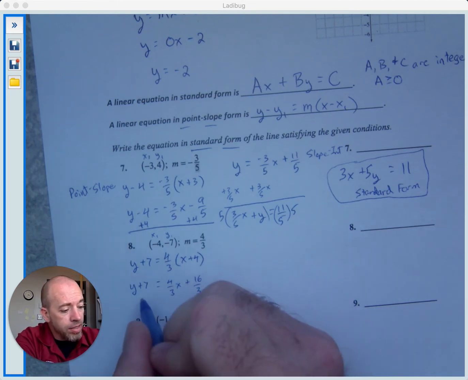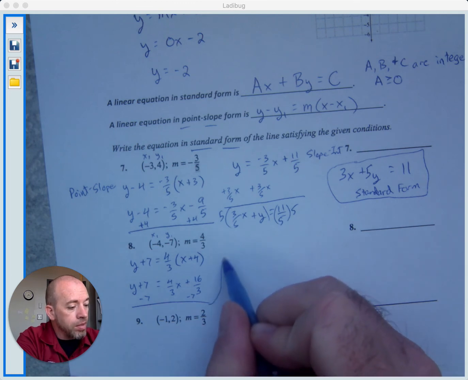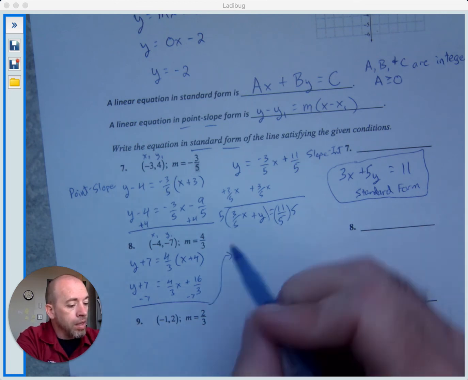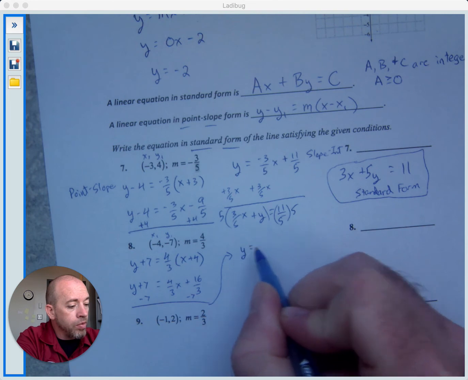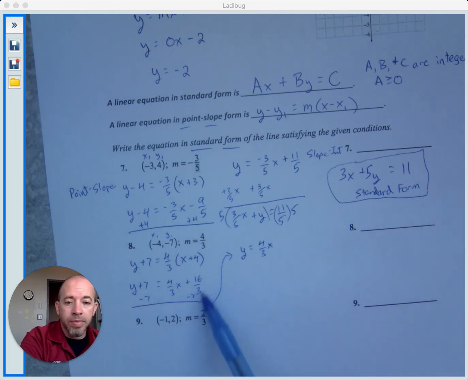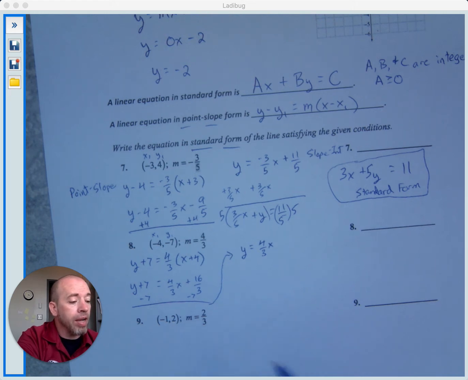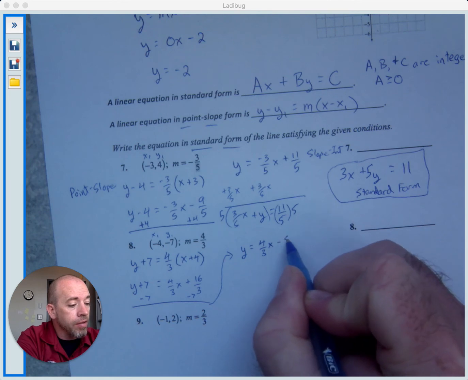So I'm going to subtract 7 from both sides. And so this becomes, let's see, y is equal to 4/3 x, and 16/3 minus 7. Again, you could do that on your calculator, but 7 is really 21/3, right? 7 times 3 is 21, so 21/3. And let's see, 16 minus 21 would be -5, so minus 5/3.